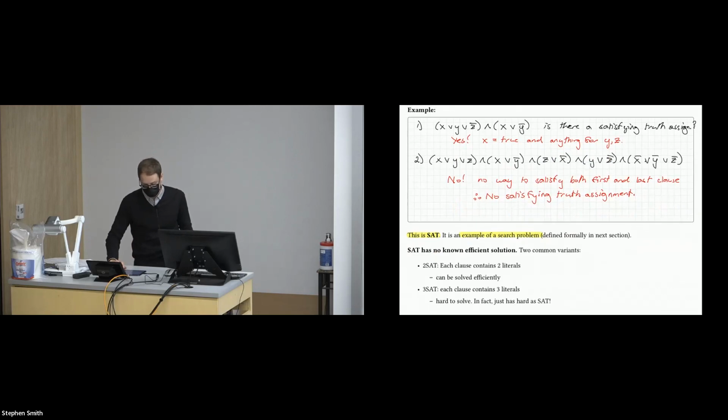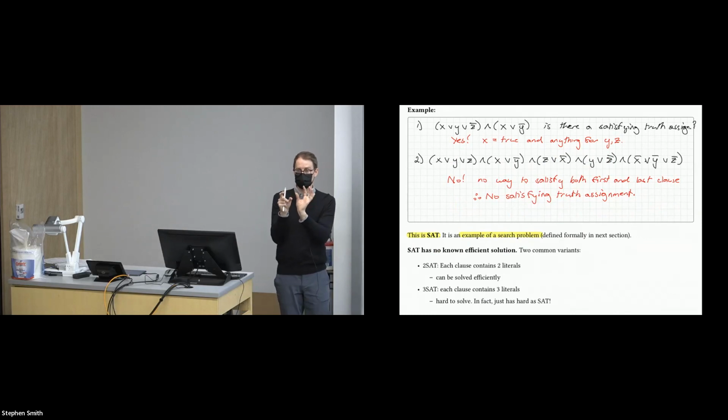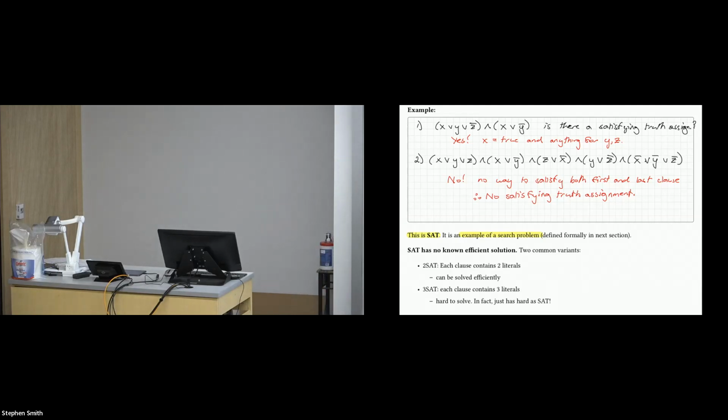One thing that's interesting about SAT is that there's no known efficient solution for it. But it also has this neat transition from being easy to hard in that the problem called 2SAT, where each clause only has two variables in it. So neither of these examples would satisfy it. But if each clause only contains two variables, then we can solve the problem efficiently. You can actually encode the formula as a graph in that case, and there's a nice way to solve it as a graph problem. However, if you allow each clause to contain three literals, the problem is hard, and there's no known efficient solution for it.